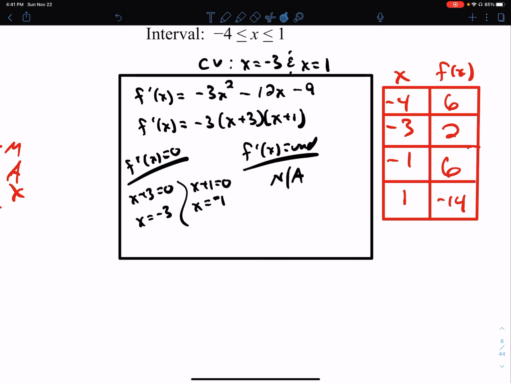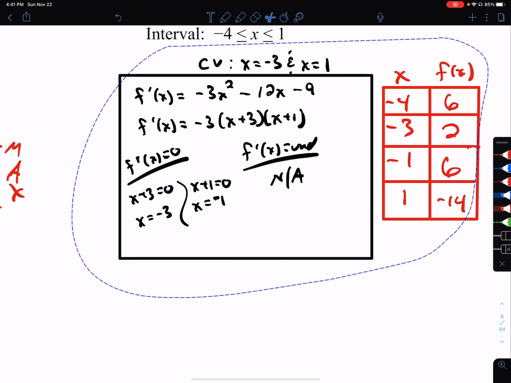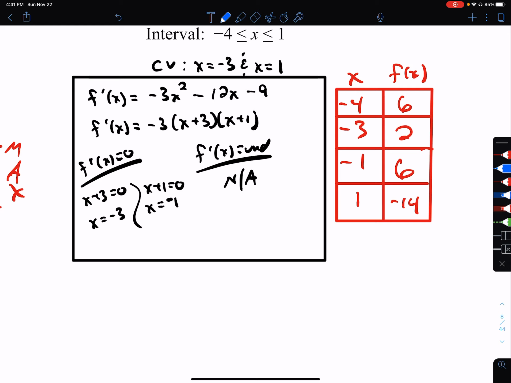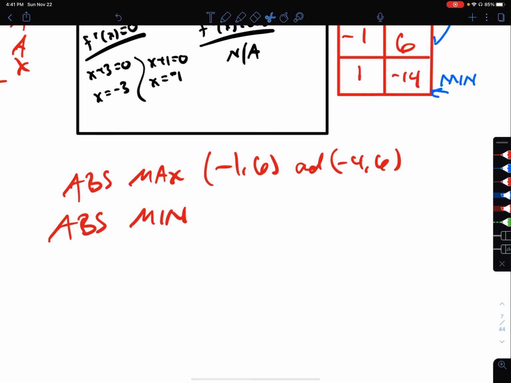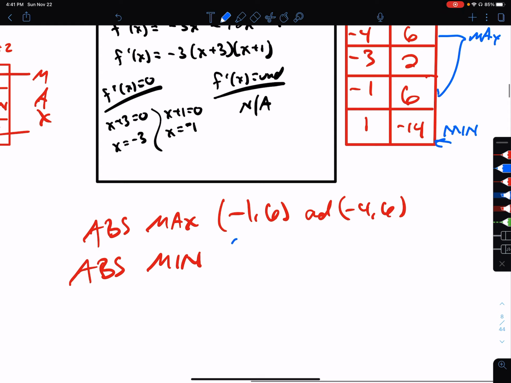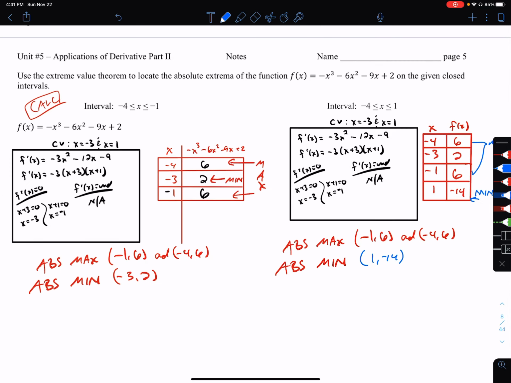So here's what that tells me. This is the absolute minimum. These two are tied for the maximum. So we have the same absolute maximums, plural, that we had last time. We have a new absolute minimum at (1, -14). So that is how you use the extreme value theorem.